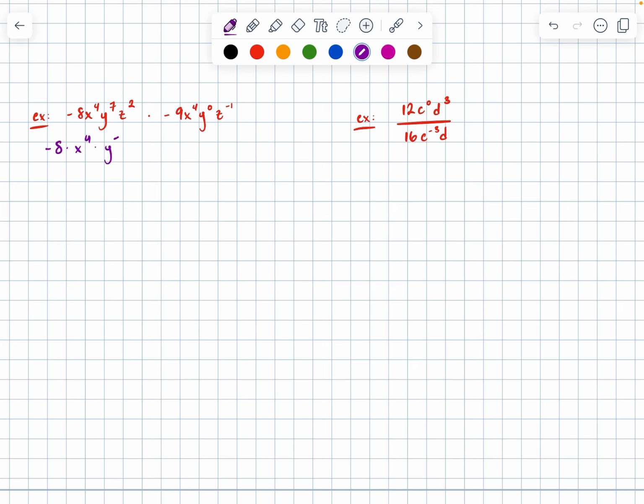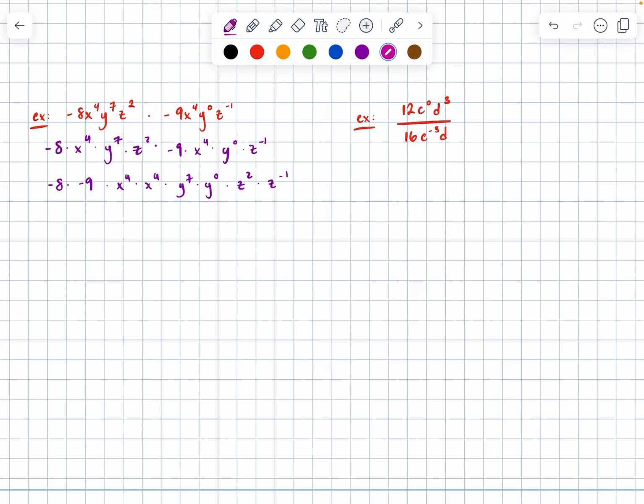I'm going to create for each of my factors here a chunk for each of the numbers and each of the variables. From here, I can now do some commutative property. I can rearrange. So let me reorder my factors so that the number parts are together, so that the x parts are together, so that the y parts are together, and so that the z parts are together.